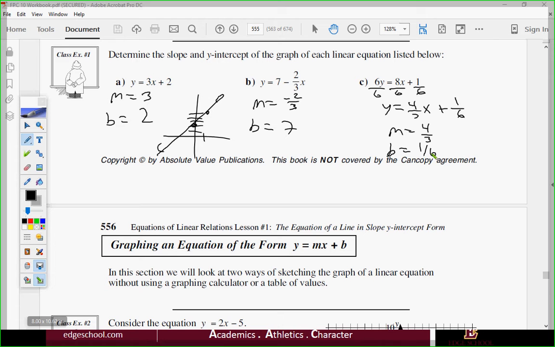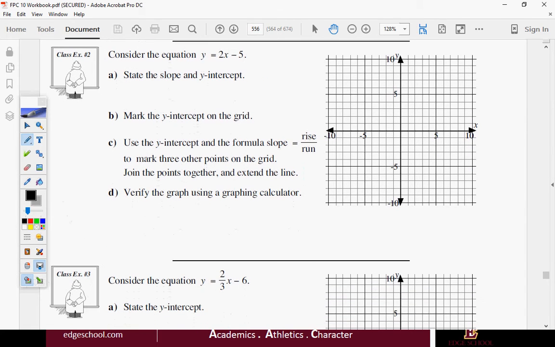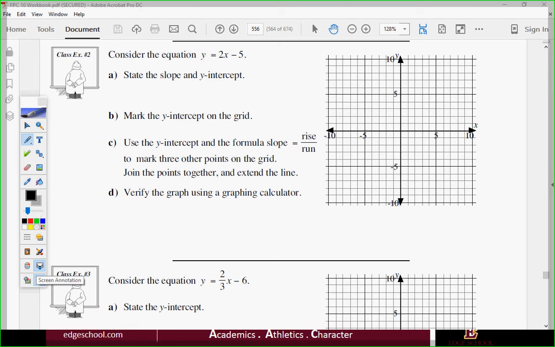Nice. All right, last page. All right, consider the equation y equals 2x minus 5. Okay, so take the slope and the y-intercept. I'm going to do this part. You guys are probably getting tired of this. Slope is 2. Y-intercept is -5.